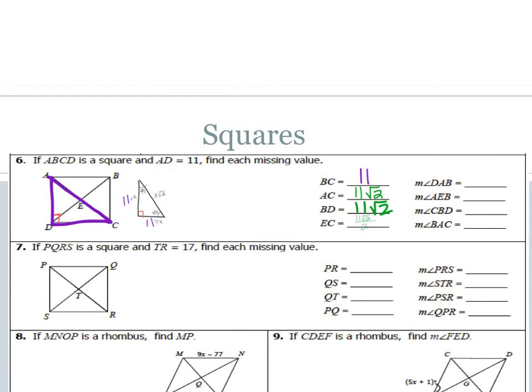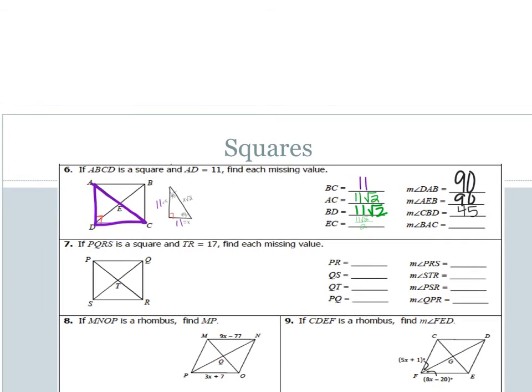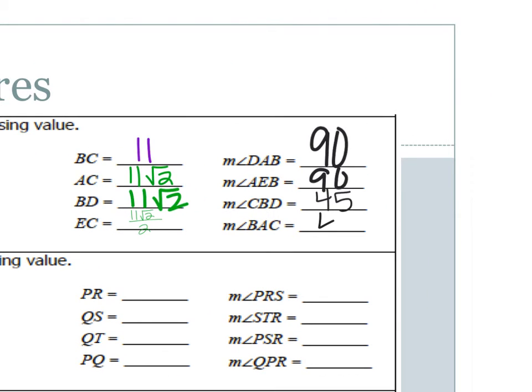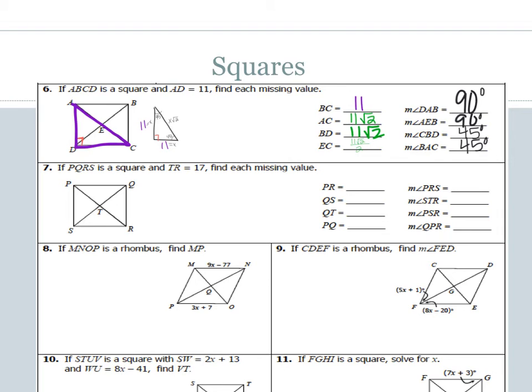Okay? So DAB, let's look at our angles now. DAB, 90. AEB, 90. CBD, 45. And BAC is also 45. So these are all our angles.